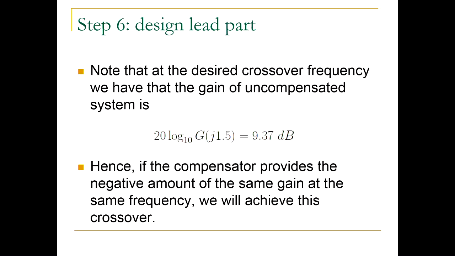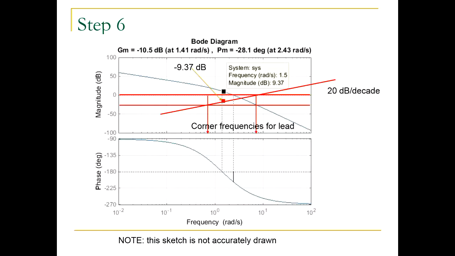So now note at the desired frequency, the desired frequency is 1.5. So what we are looking at now is the plant gain. At the desired frequency of 1.5 radians per second, the gain of the uncompensated plot is 9.37.